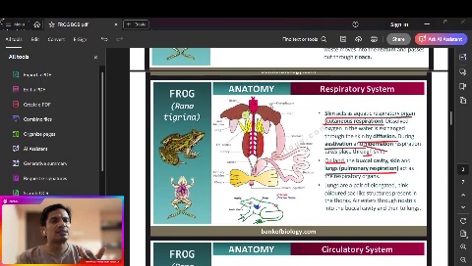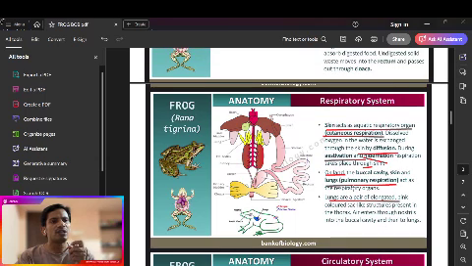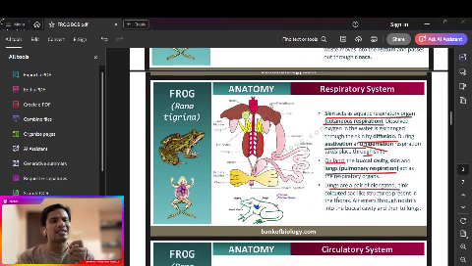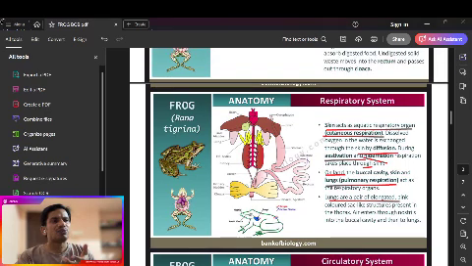Lungs are paired, elongated, pink, sac-like structures present in the thoracic cavity. When air enters through the nostrils into the buccal cavity, it reaches the lungs. In the lungs, like in humans, alveoli are there. These alveoli are very fine, sac-like structures. They are supplied with a number of blood capillaries, so exchange of gases can easily take place. I hope you understood the respiratory system in a frog.